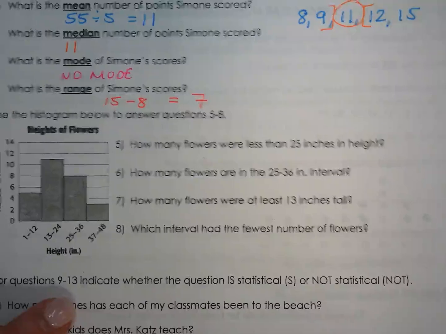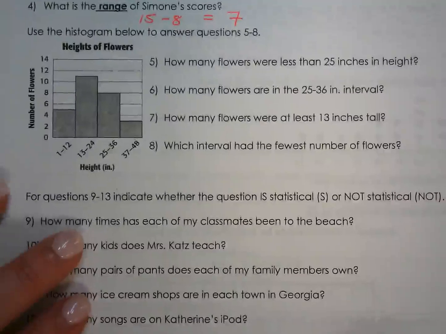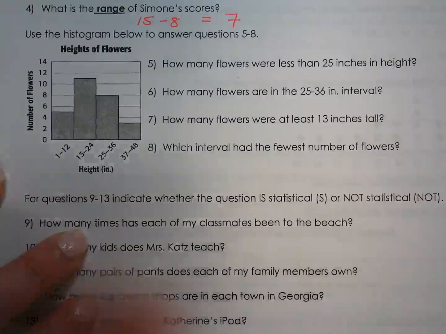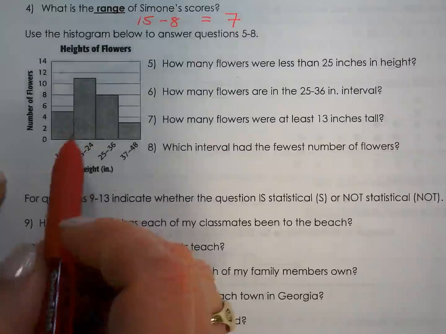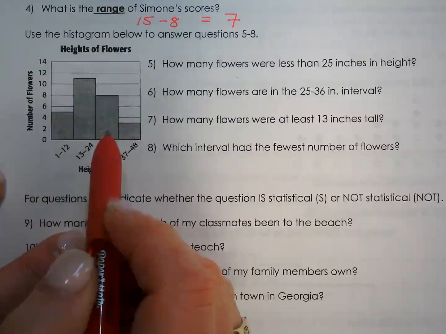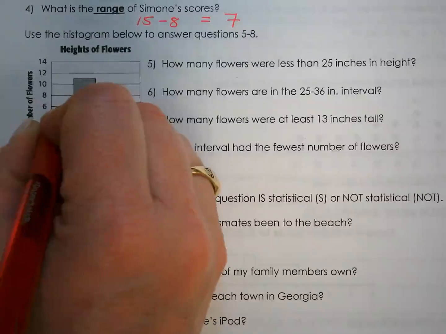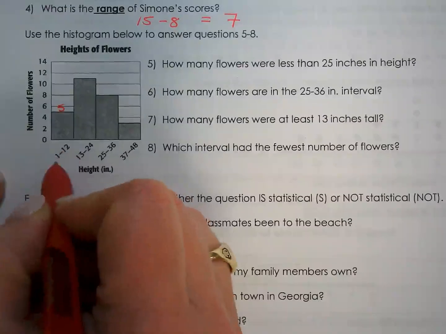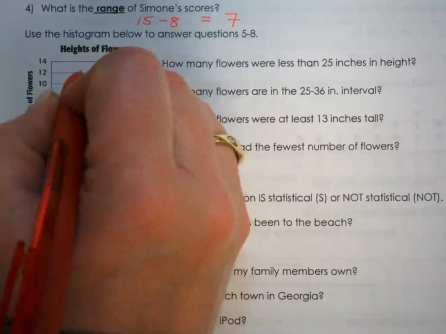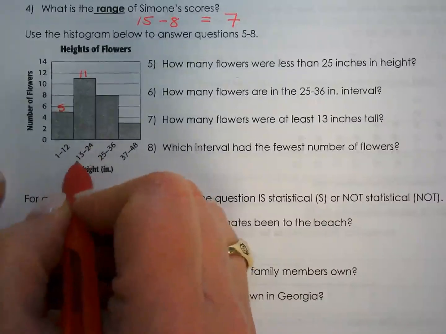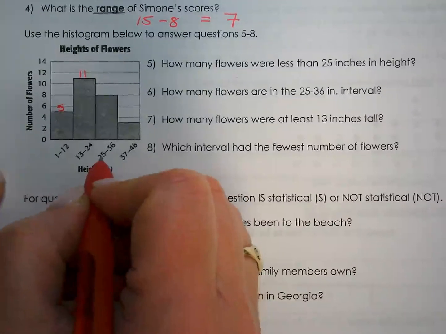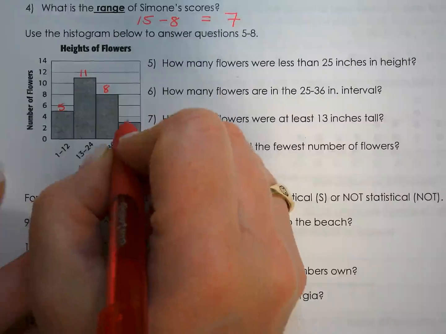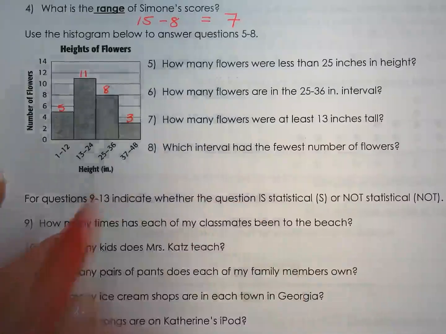All right, using the histogram below, we have to answer questions 5 through 8. So number 5, how many flowers were less than 25 inches in height? Well, before we even tackle that problem, let's take a look at the data in our histogram here. There are 5 flowers whose height was between 1 and 12 inches. There were 11 flowers whose height was between 13 and 24. There were 8 flowers between 25 and 36, and there were 3 flowers between 37 and 48.